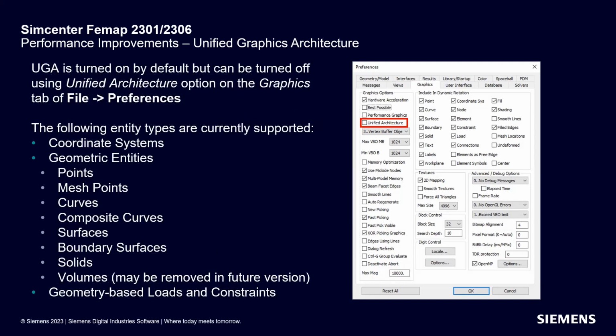What's in UGA? Again, you can go in the file preferences. You can turn it on just by turning on the unified architecture option. And the things that are currently supported are coordinate systems, all the geometric entities, and geometry-based loads and constraints.